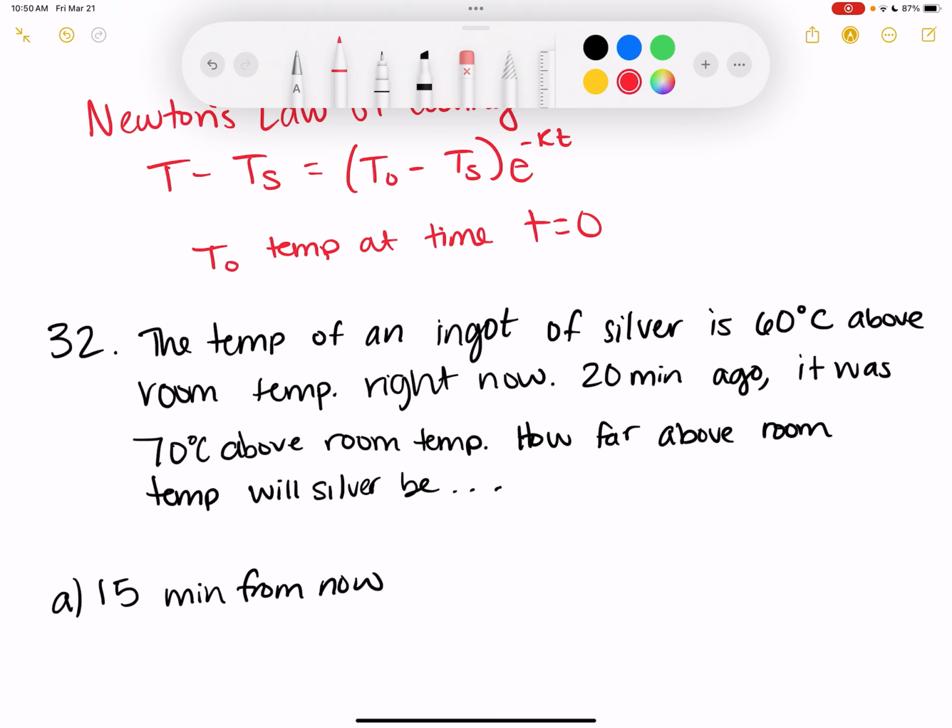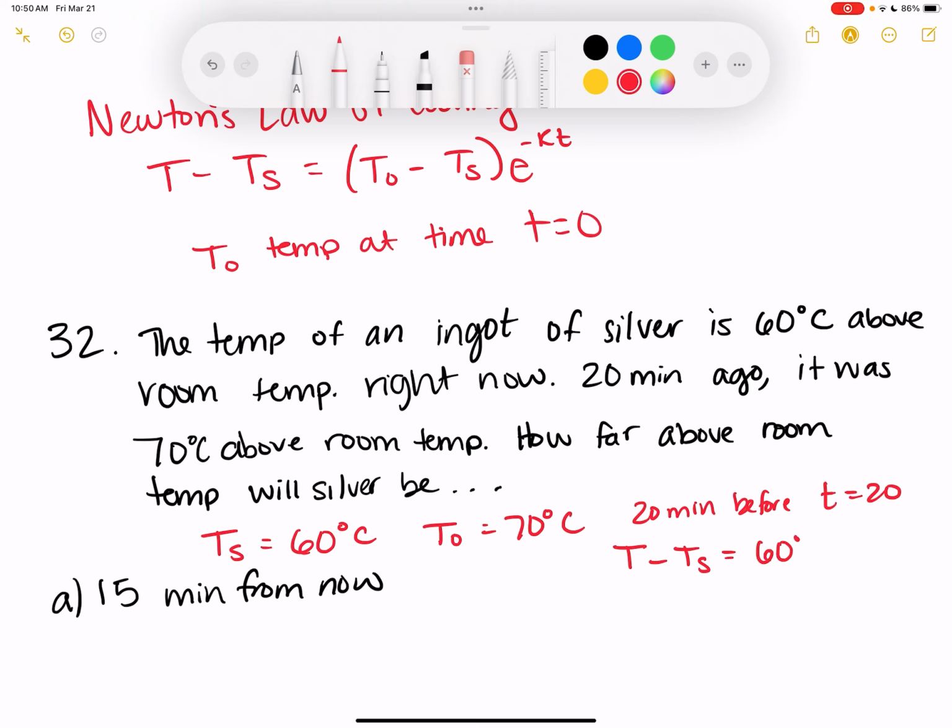So T sub S is 60 degrees. That's the current temperature. T sub 0 is the initial temperature, which is 70 degrees. And it's 20 minutes before, so T equals 20. So T minus T sub S equals 60, and T sub 0 minus T sub S equals 70.